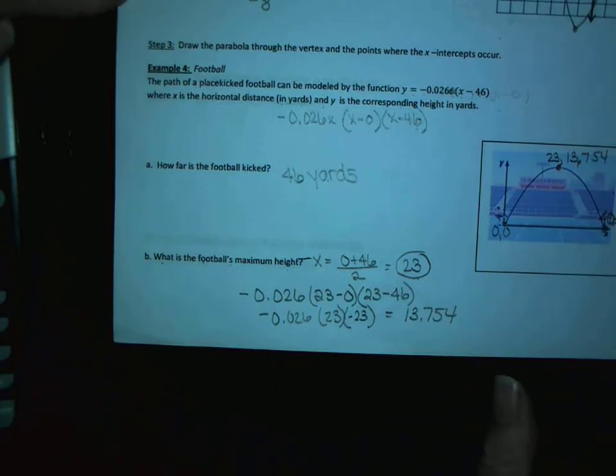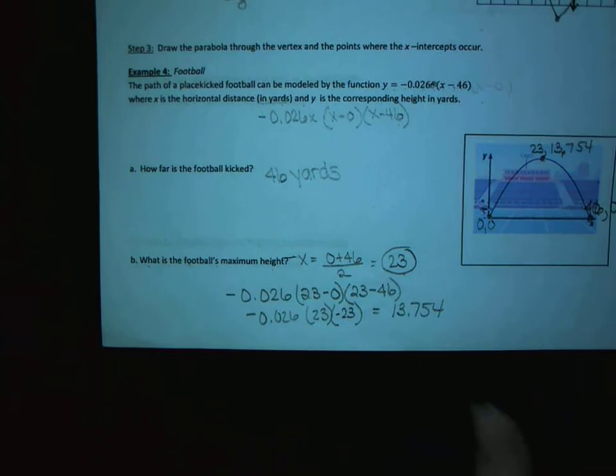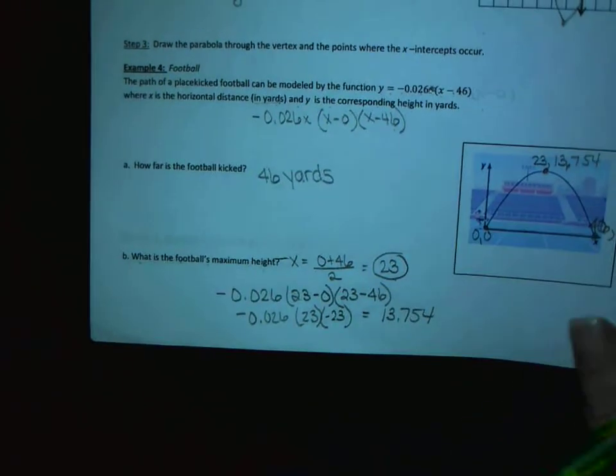The maximum on this would be 23 and 13.754. This is just one of those things that seems confusing, but it's the same concepts I keep telling you about. Now what they're doing is just applying it to something you might understand. All right, so let's go on.